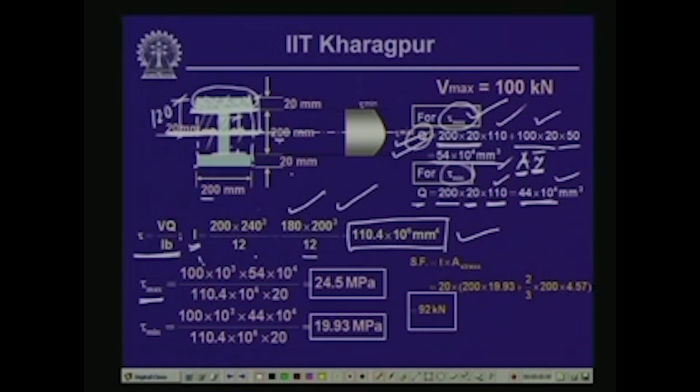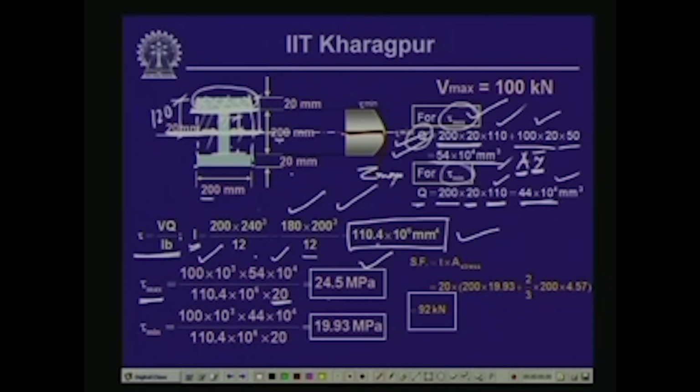So, the shear value is 100 kilonewtons times 10 to the power 3 Newton, 54 into 10 to the power 4 is Q, and I is 110.4 into 10 to the power 6 multiplied by t, which is 20, and this gives us a value of 24.5 MPa. So, this is the maximum shearing stress at the neutral axis position. This is the value of the maximum shear stress, tau max.